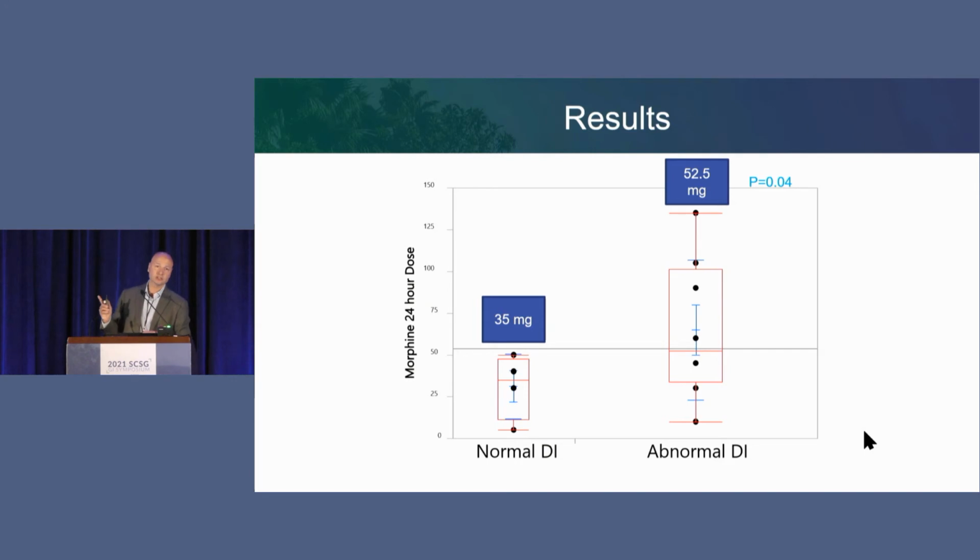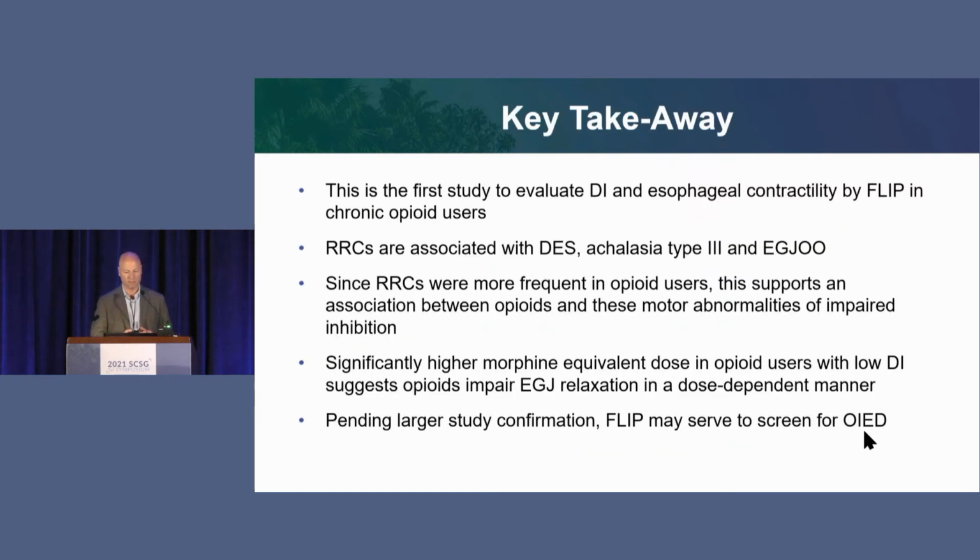However, what they did show that was statistically significant, just barely, more of a trend, was that the patients that had a normal opening tended to have lower doses of opioid when you looked at morphine equivalents over a 24-hour dose. So there's probably something there, but similar to manometry, it's not a major problem for the majority of people. So really the key take-home points that they talked about here was that you can see this effect. This doesn't just translate to manometry, it also translates to FLIP.